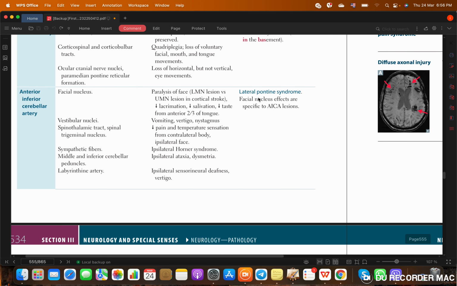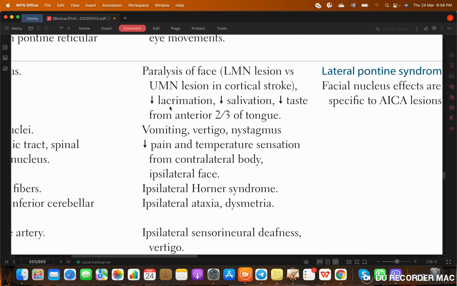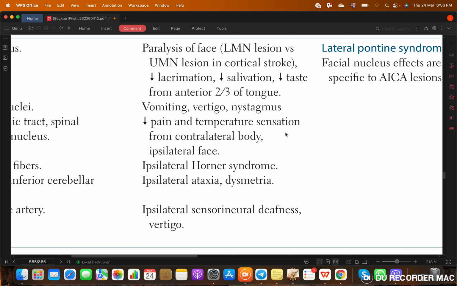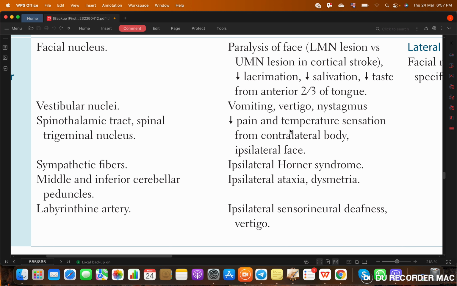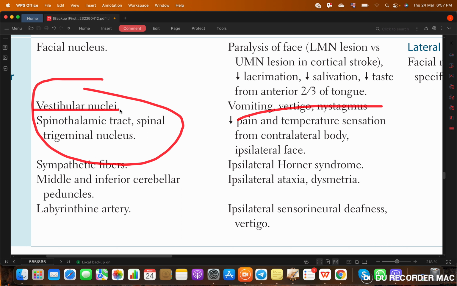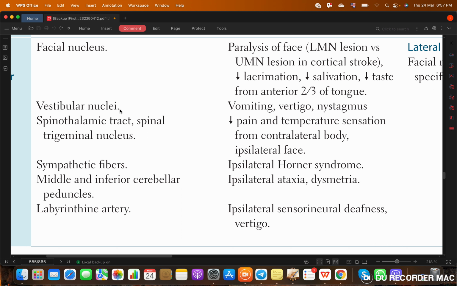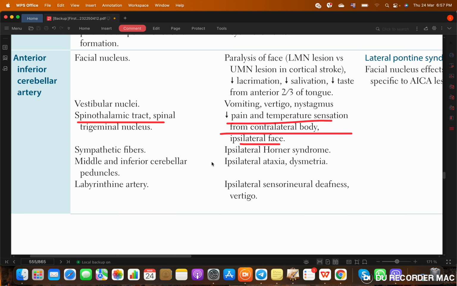So let's see what they write here. Yes, less lacrimation, less salivation, less taste in the 2/3 of the tongue, basically facial nerve palsy, vomiting, vertigo, and nystagmus, bulbar symptoms, decreased pain and temperature sensation because of the affection of the... So the vomiting, nausea, and vertigo, this is because of the vestibular nuclei, which is responsible for your balance and sensation of your location. Decreased pain and temperature sensation from contralateral body and ipsilateral face. This is due to the affection of the spinothalamic tract and the spinal trigeminal nucleus.